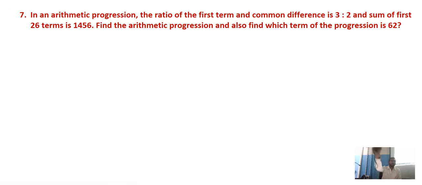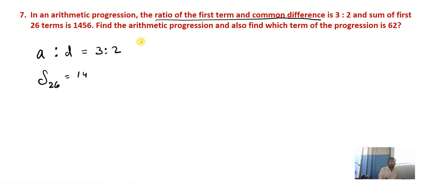Okay, look here. In an AP, the ratio of the first term and common difference, that is A is to D, is equal to 3 is to 2. Next, the sum of first 26 terms, S26, is equal to 1456.